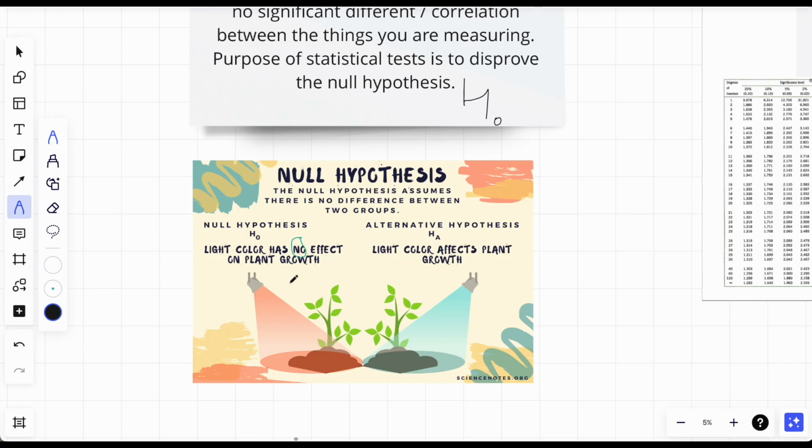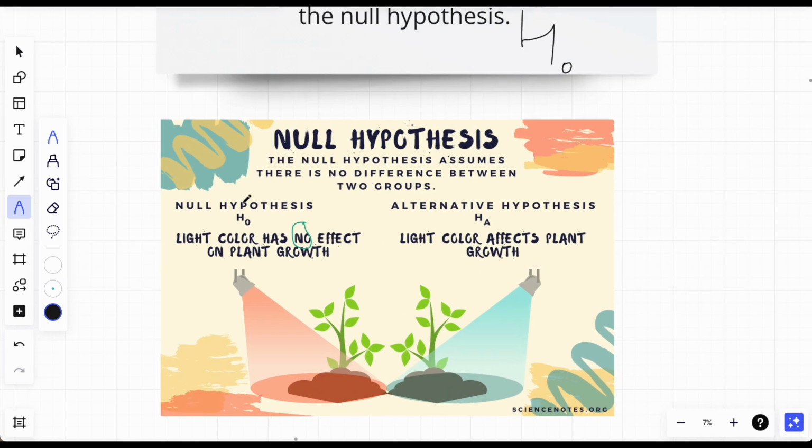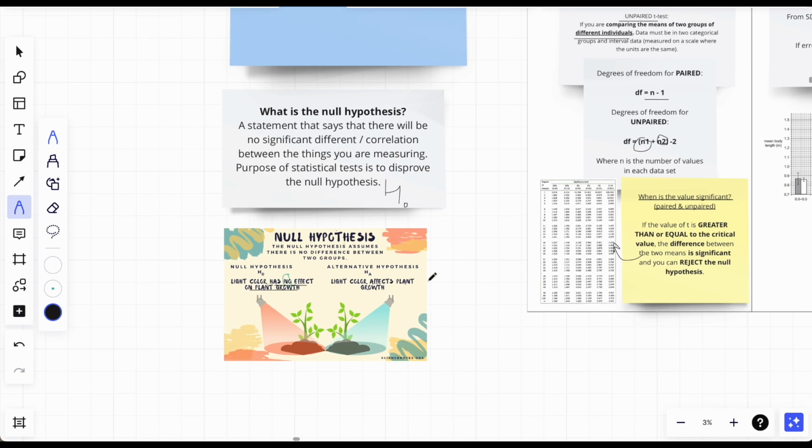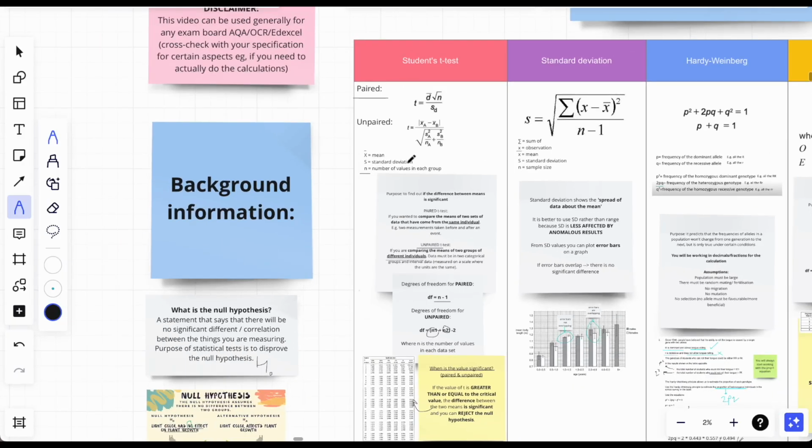For example, let's say you had an experiment about light colour and plant growth, then the null hypothesis in this case would be that light colour has no effect on plant growth. So you're always saying that there will be no effect or no significant difference between X and Y, okay? So that is all for the t-test.